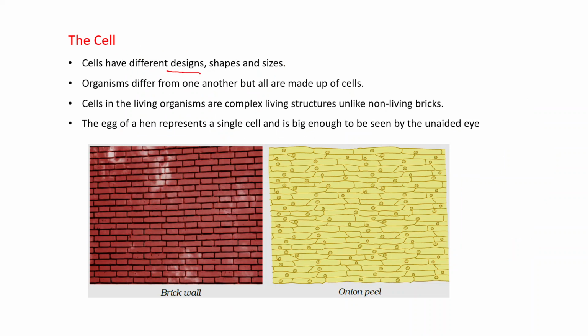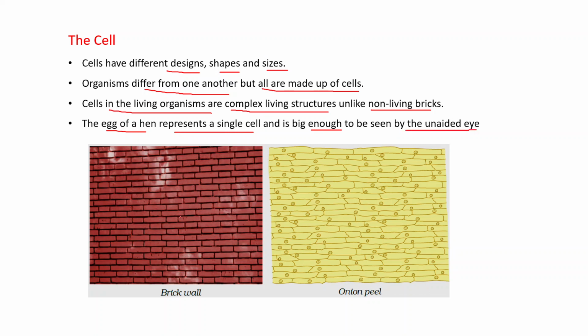Cells have different designs, shapes and sizes. Organisms differ from one another, but all are made up of cells. Cells in living organisms are complex living structures, unlike non-living bricks. The egg of a hen represents a single cell and is big enough to be seen by the unaided eye.